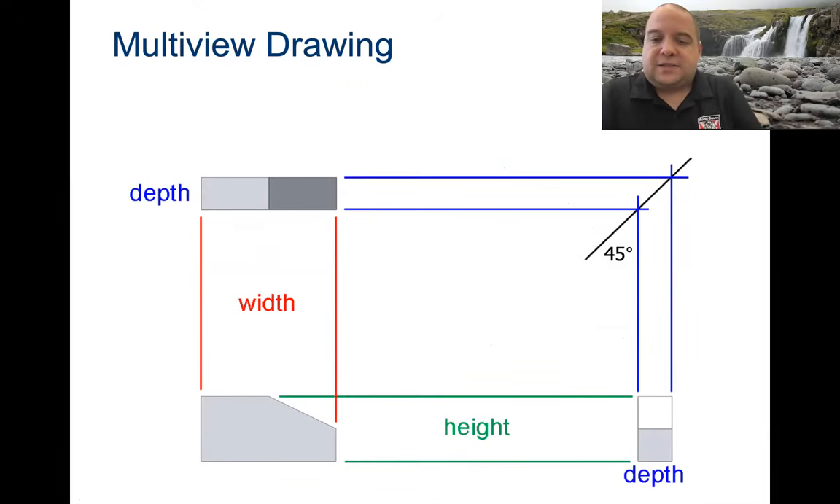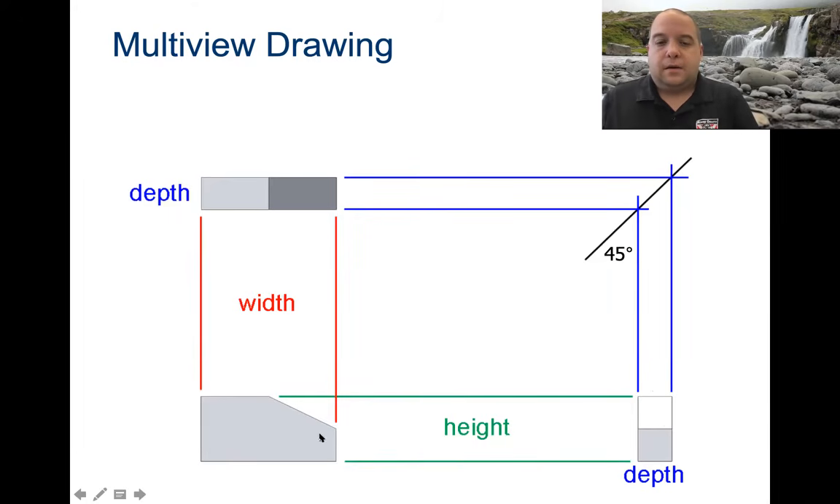This line that's over here on the right is a 45-degree angled line. That line is going to allow us the height of our object. If we're looking at our front view, we know the height and we know the width. We take that information and we share that out. So the height of our front view is shared over to here on our side view, and the height of our side view is the same as the height of our front view.